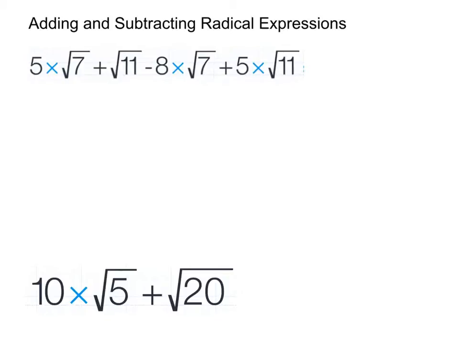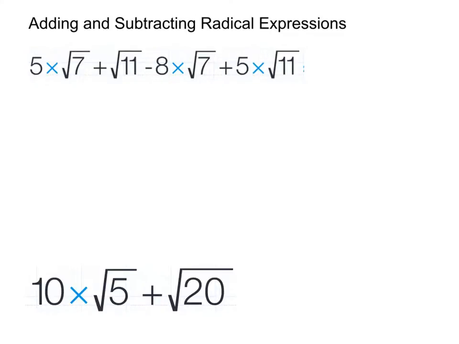For example, if this was 5x plus y minus 8x plus 5y, I don't think anybody would have any issue simplifying this. Because all you would do is combine the terms that have the x's and the terms that have the y's. Well, really all I've done here is I've replaced the square root of 7 with x and the square root of 11 with y. And so we're going to do the same thing here. We're going to combine the things that have like terms.